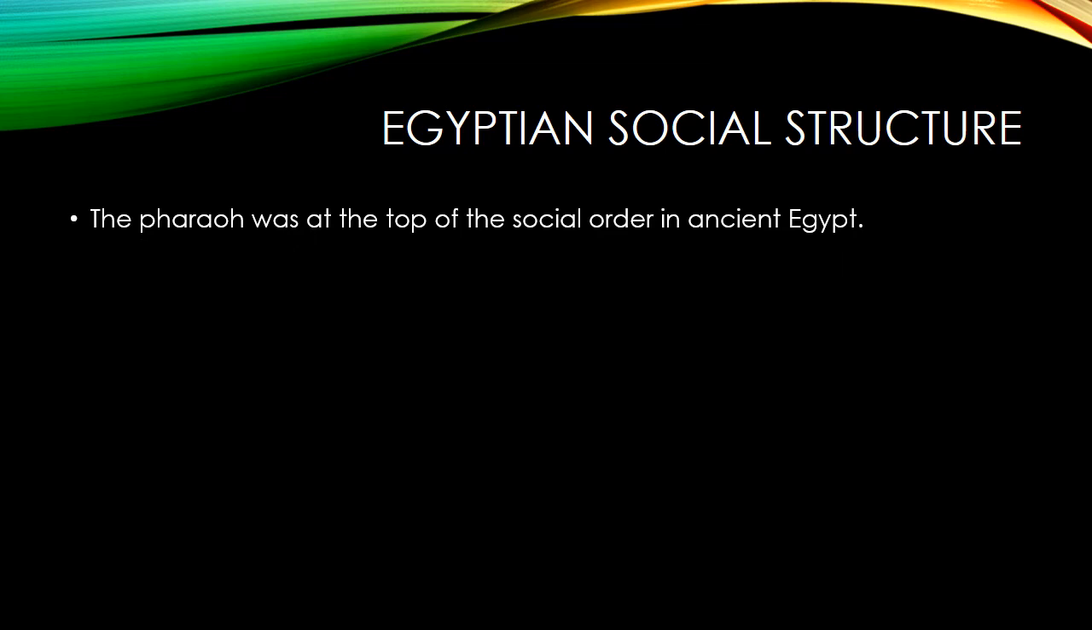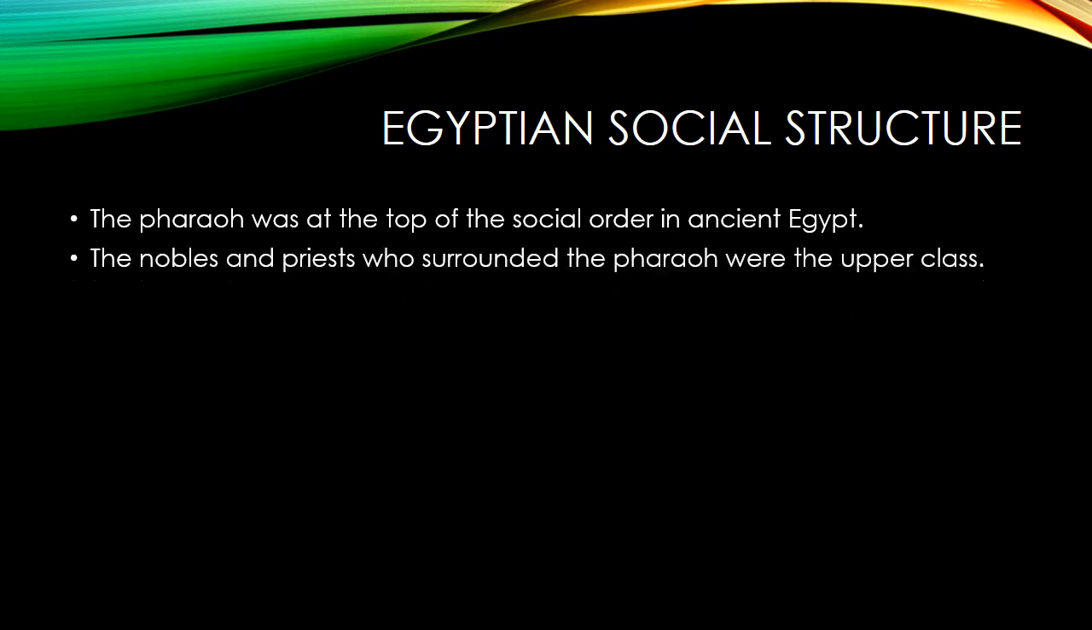The pharaoh was at the top of the social order in ancient Egypt. He was the absolute ruler. What he said goes. He was also thought to be divine. He was given his power from the gods. So therefore, he could not be questioned. We'll also see this in other ancient societies, that their leaders were given their power by the gods.